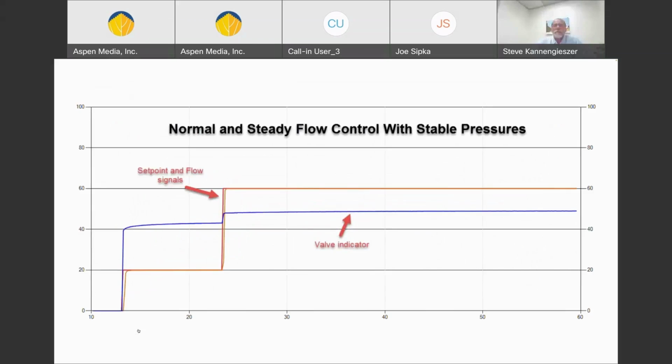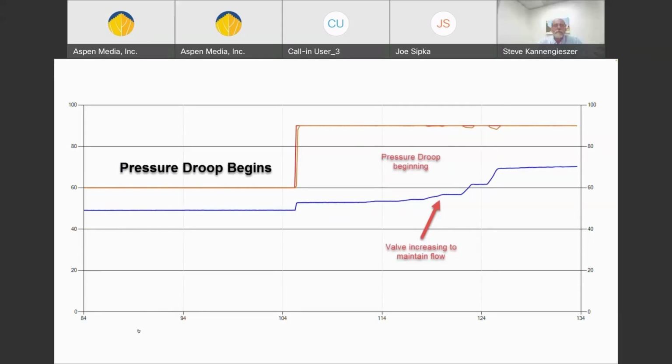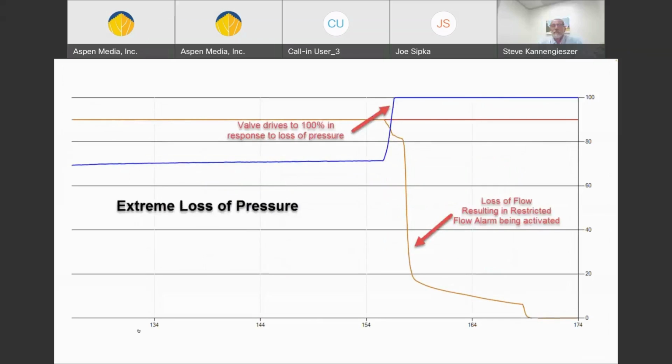As you can see, this shot shows a normally flowing mass flow controller. Valve drive and flow are smooth and steady. As you begin to see a loss of inlet pressure or pressure droop, the valve automatically opens further to maintain the desired flow. As the pressure continues to drop further, you can see that the valve responds by then opening to its maximum value in an attempt to maintain flow. At this point, the flow drops and the restricted flow alarm is activated. This will then alert your PLC control system.